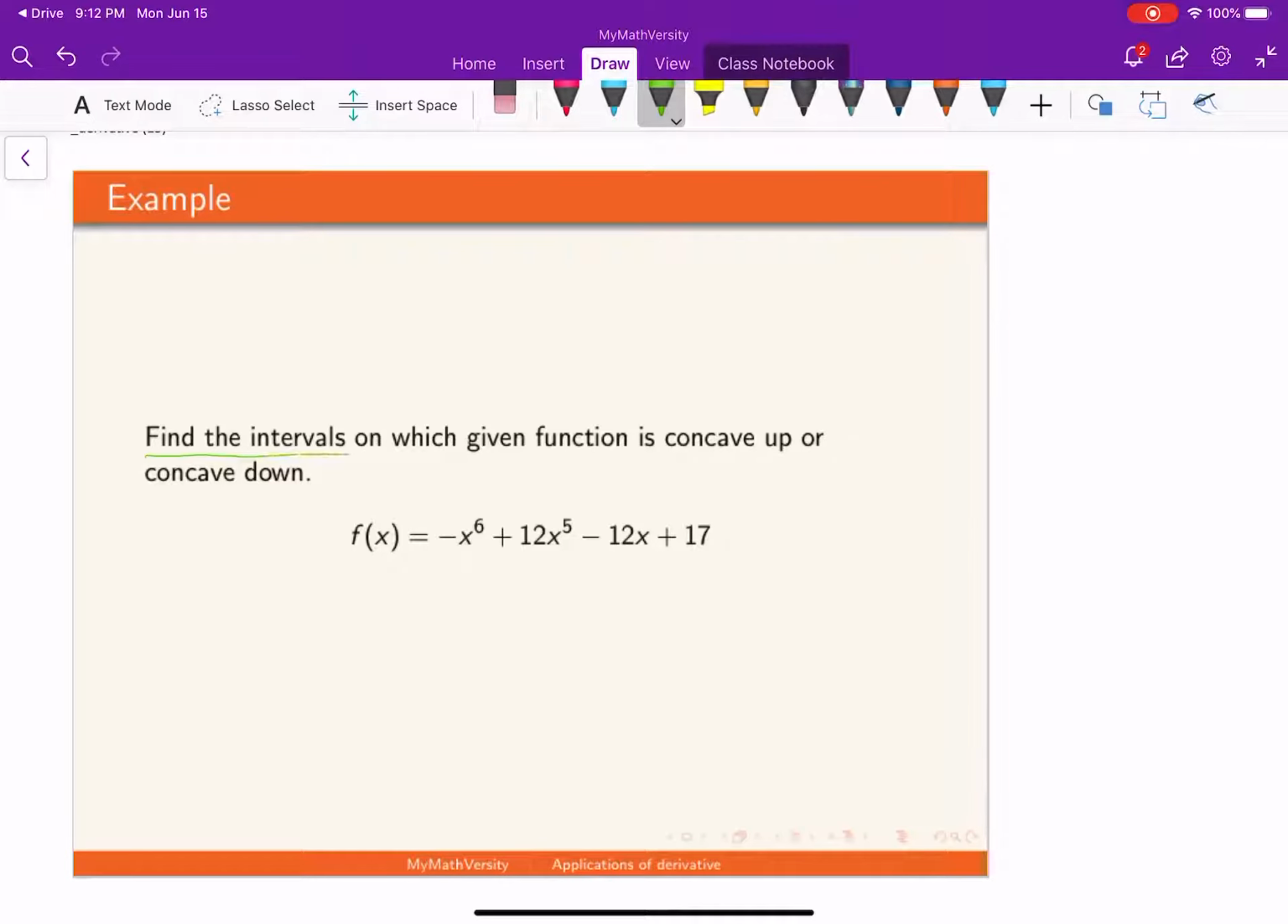Find the intervals on which the given function, which is negative x to the power 6 plus 12 times x to the power 5 minus 12x plus 7. So you want to see where this function is concave up and where this function is concave down. So our goal is to find the intervals where this function is concave up or down.